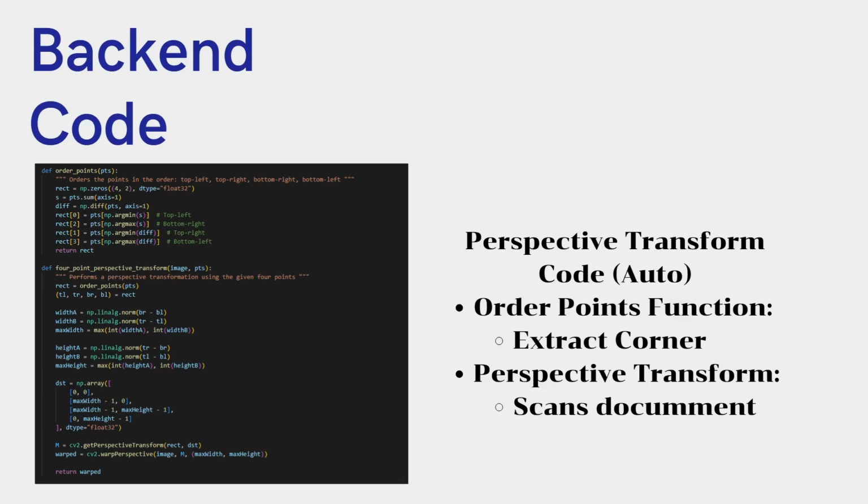Okay, for the perspective transformation code, this is the automatic one. It uses the order points function. Then it extracts each corner, as you see with the rect. The rect 0, rect 2, rect 1, rect 3 are the top left, top right, and bottom left. Then it extracts the corner. It has extracted the corner already. Then it uses perspective transformation from the extracted corners. Then it scans the document.